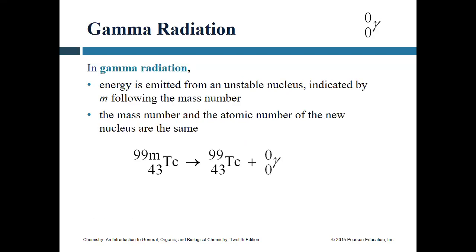Gamma radiation comes in a couple of different forms. The first form, we talked about the annihilation reaction. In the annihilation reaction, we've got the two pieces of antimatter, the beta particle and the positron, colliding, and we get 2 gamma rays as a result.